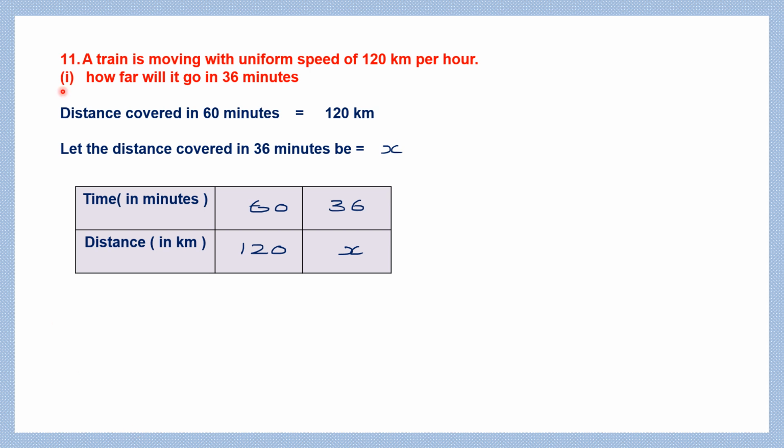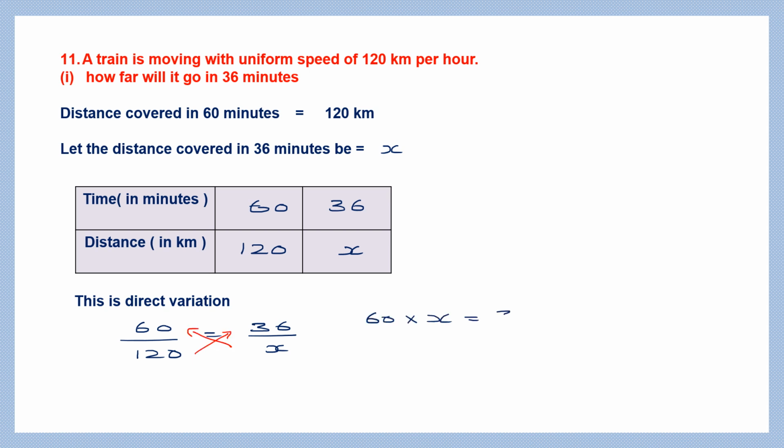So here, the time from 60 minutes has reduced to 36 minutes. When the time reduces, the distance will also decrease. So again, this is direct variation. So let's work it out. 60 by 120 is equal to 36 by x. So cross multiply. Then what do we have? 60 into x is equal to 36 into 120. Now to find the value of x, we say 36 into 120 divided by 60.